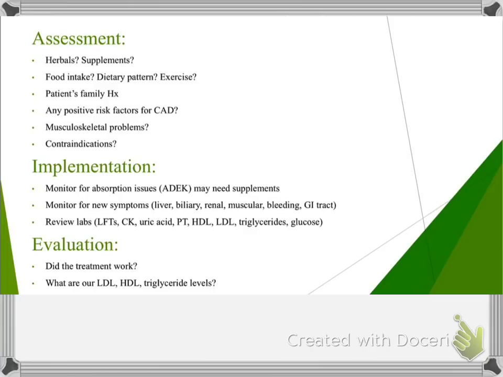We want to monitor for any new symptoms, so we're going to be reviewing their labs, okay? We will do their labs as a baseline before they start the medication, and then they're going to see a trend every few months to see, okay, are the liver enzymes increasing? Is there a problem? Is the uric acid level increasing? See if there are any adverse effects that we need to do something about. And then evaluate. How do we evaluate? Did the treatment work? What are our cholesterol levels now? Was this effective for our patient?